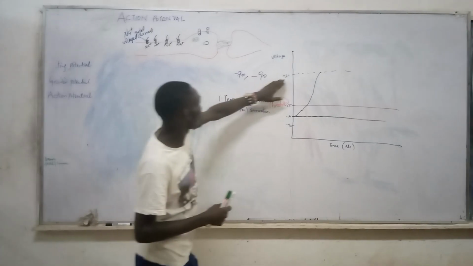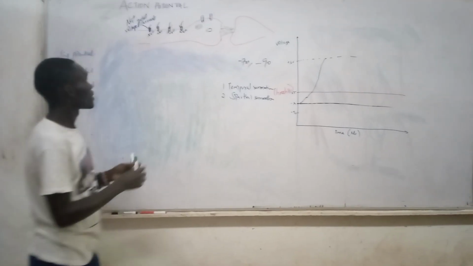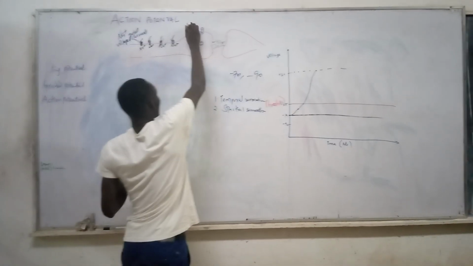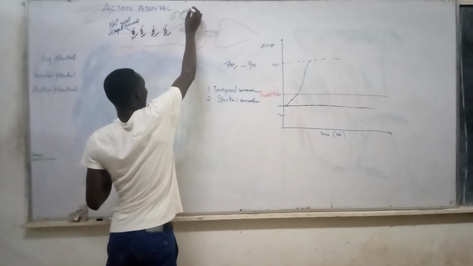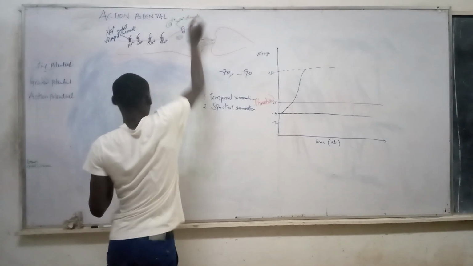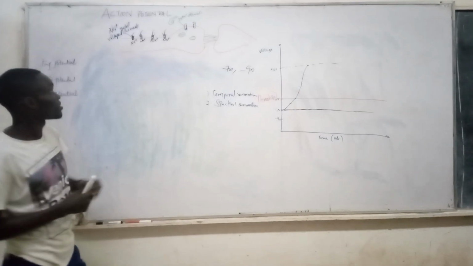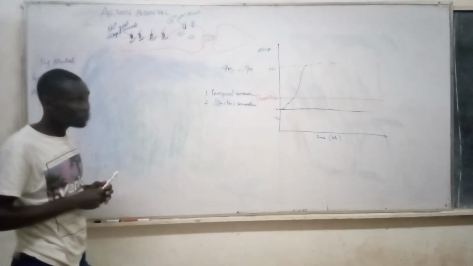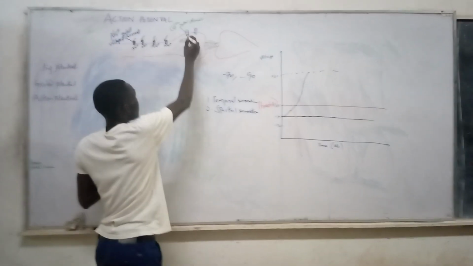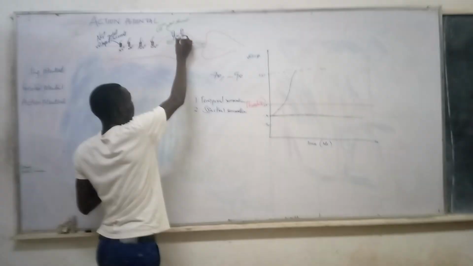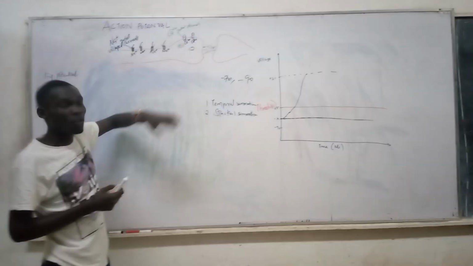So when the charge goes up to positive 30, what happens? There are these channels here, calcium-gated channels. They open up, and more calcium ions leak in. As more calcium ions leak in, what happens?